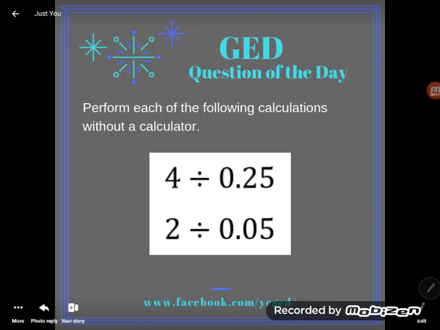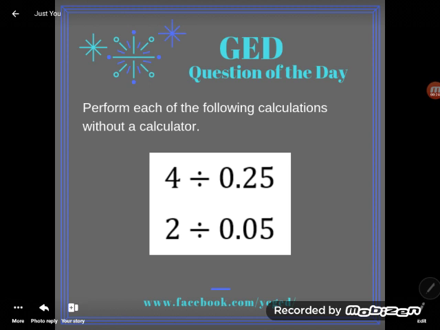Hey GED students, it's GED question of the day time, and I'm asking you to perform each of the following calculations without a calculator. Now you can see that these two calculations that I have, I'm looking at some decimal division, a subject that's traditionally very, very tricky for a lot of students. They get it mixed up, they forget their rules, they get it all mushed up.